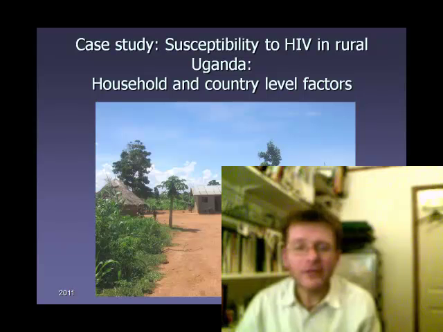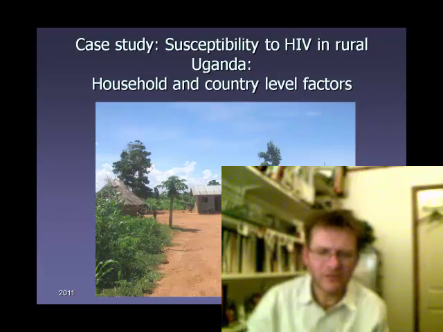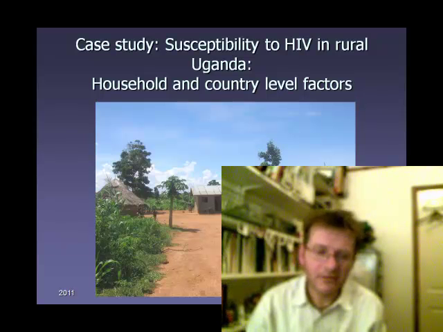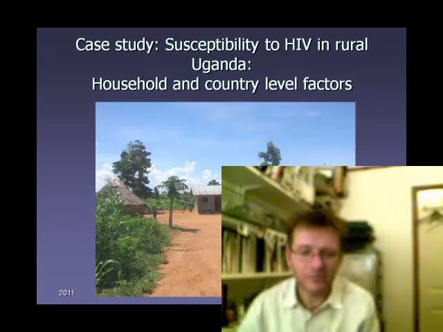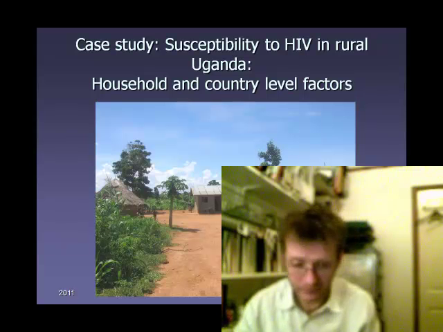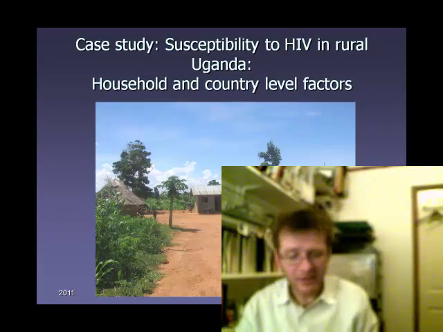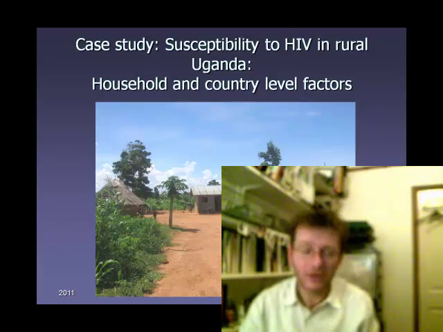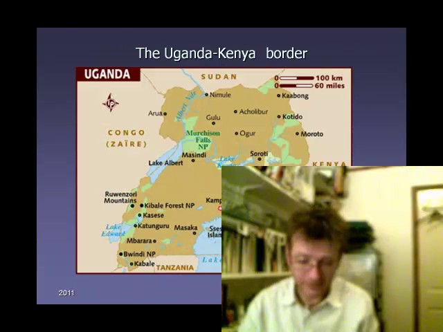So let's take a case study of susceptibility to try and understand it a little more. I want to look at the case study of susceptibility to HIV in rural Uganda, looking at both household level and country level factors. And if we take this household in the picture here, this is a rural household in eastern Uganda.